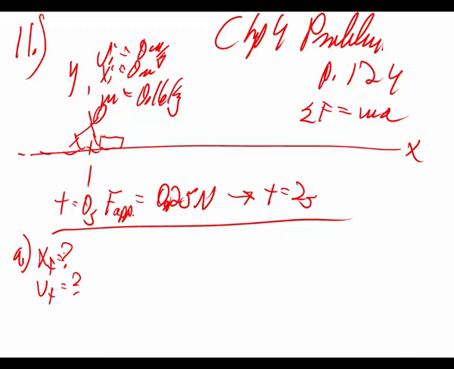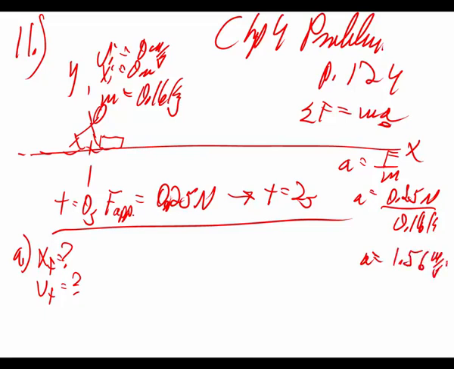Now, we've got time, we've got initial velocity and initial displacement, we have a force, we have a mass, but we're missing acceleration. But look, y'all, we can find it right here. Right? The acceleration's what? 1.56 meters per second squared. Is that correct? Okay.